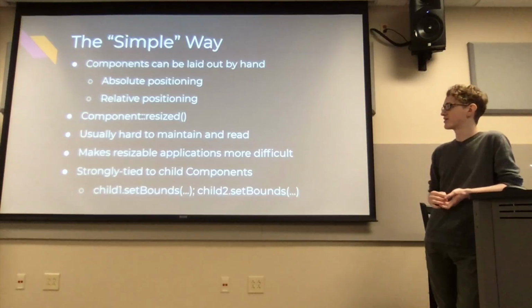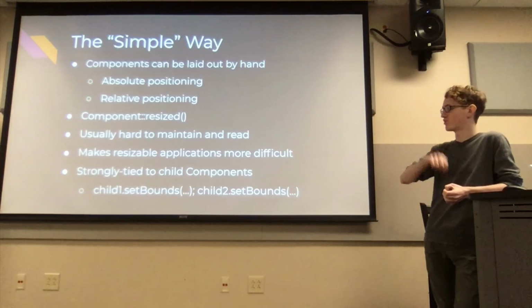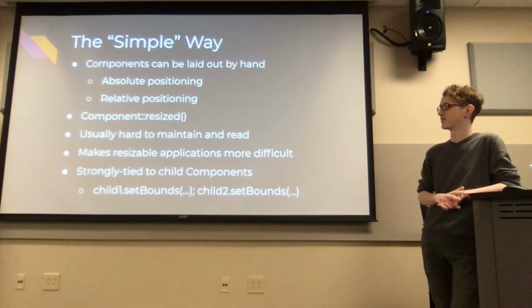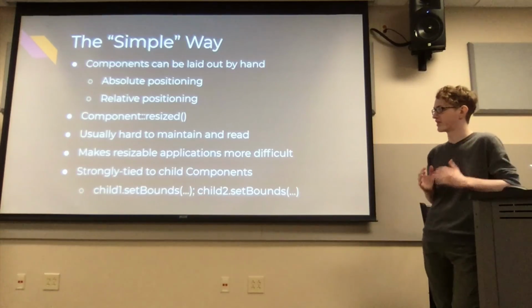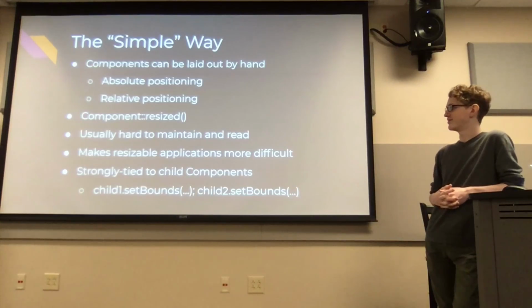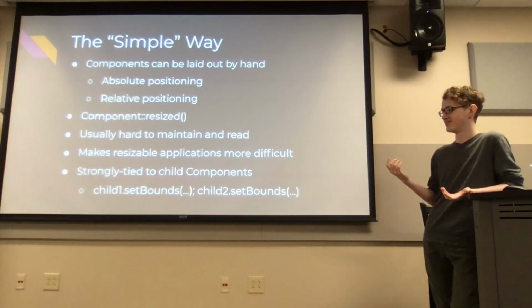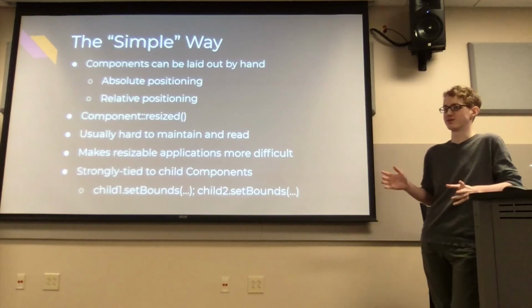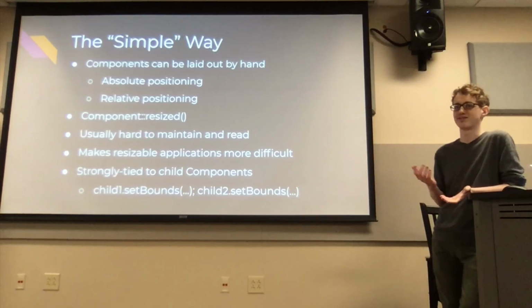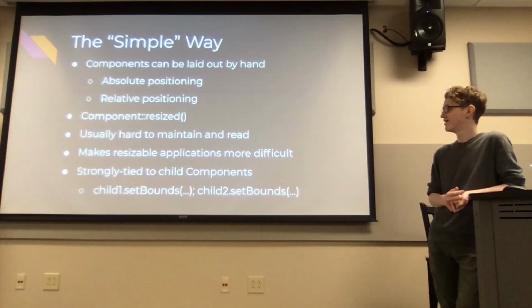Usually you would be doing this in your resized method so that when you are resizing your main window, the children can actually have all of their bounds updated too, and everything will be more dynamic. But it's usually pretty hard to maintain. It's usually not too bad to read, but you look at it and you don't really know where everything's going to be if there's a lot of elements until you throw it up on screen and see where everything goes.